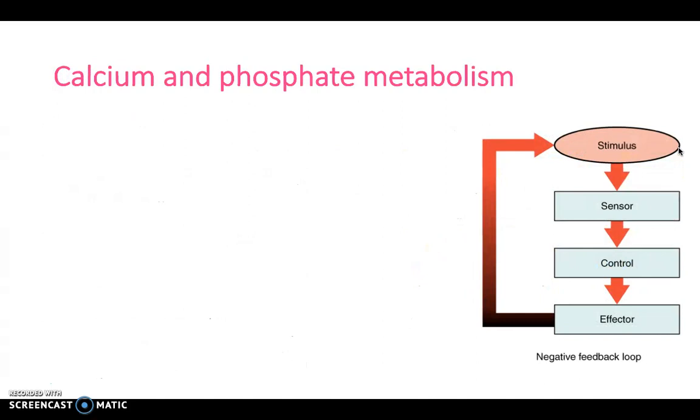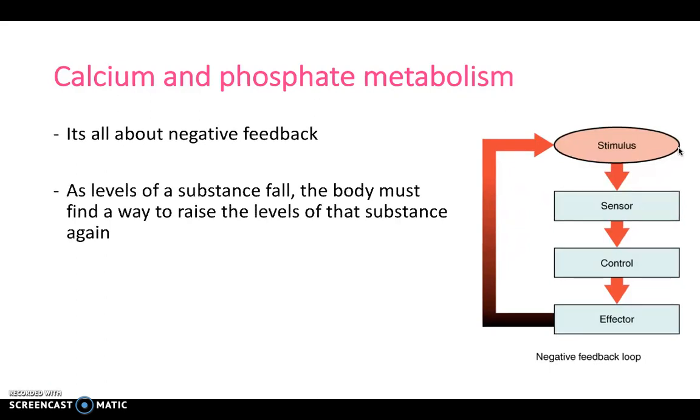Next we'll talk about calcium and phosphate metabolism, and this was covered in the endocrine system as well. So if you're pretty familiar with this, feel free to skip ahead. So calcium and phosphate metabolism is all about negative feedback. So as levels of substances fall, the body must find a way to bring that level back up again, and vice versa. So it's all about a stimulus being detected by a sensor or a control, and then an action occurring in order to cause an effect. And that's a simple negative feedback loop.